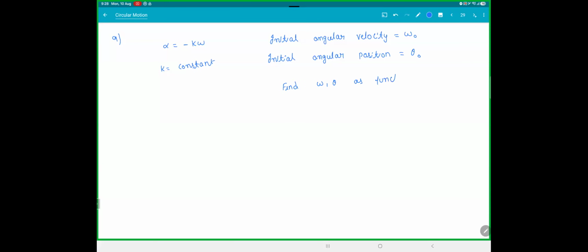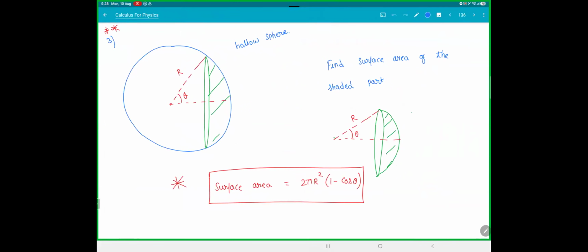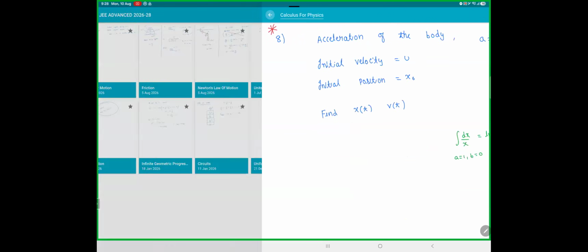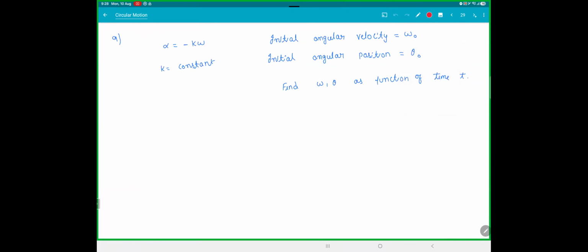We have done this before. You know where we did this? Calculus. This question, remember, A is equal to minus kV. Initial velocity u, initial position x naught, find x as function of time t. Exact question. I made everything into angles. So page 146. Give it a try. Exact same question, except the variables are different. Try. You got a minute or two.